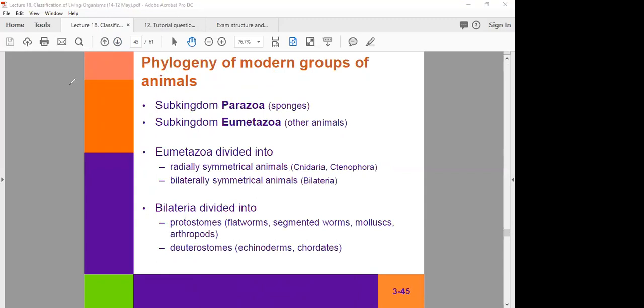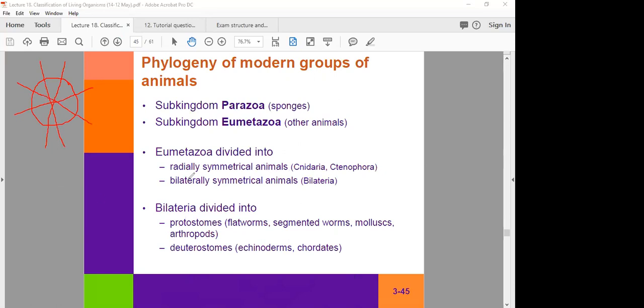So radial symmetry. If you had an animal that looked like that, then you could divide that animal into two halves using any plane, and you would still get two similar halves. So that's referred to as radial symmetry.